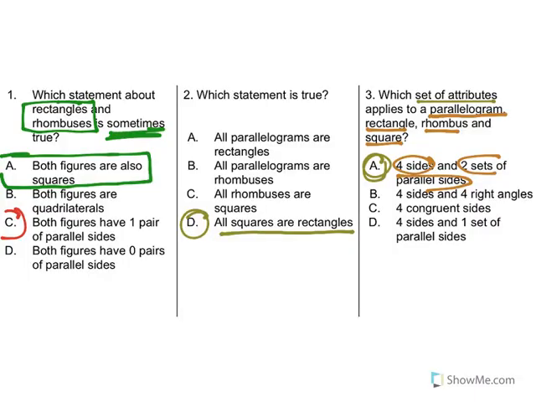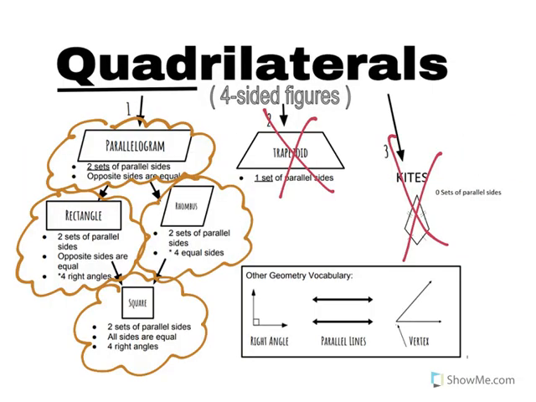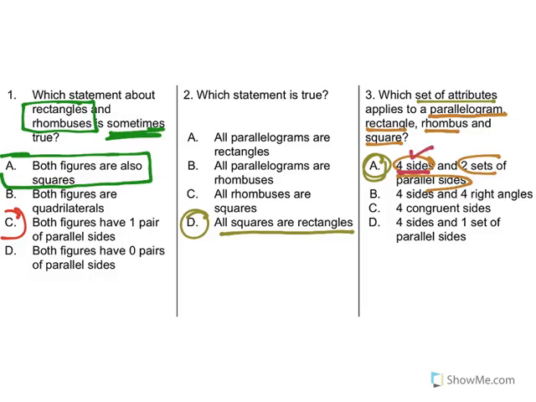Look at A again. 4 sides. Let's see if they all have 4 sides. 1, 2, 3, 4. 1, 2, 3, 4. 1, 2, 3, 4. 1, 2, 3, 4. Yes, they all have 4 sides. We know this because they're a part of the quadrilateral family. Quadrilaterals are 4-sided figures. So, yes, they do have 4 sides.